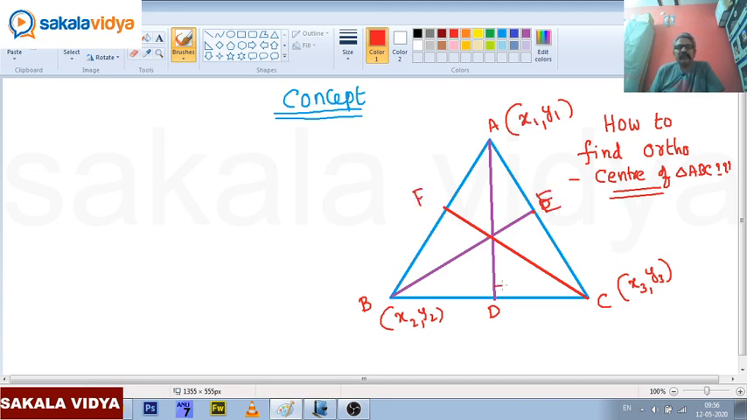This is perpendicular, so perpendicular and perpendicular. Here AD, BE, CF are called altitudes. The point of concurrence, this point is called orthocenter, denoted by H. Orthocenter is H. Now how to calculate H? So in order to find out H, we need to follow these steps. First step, step 1.